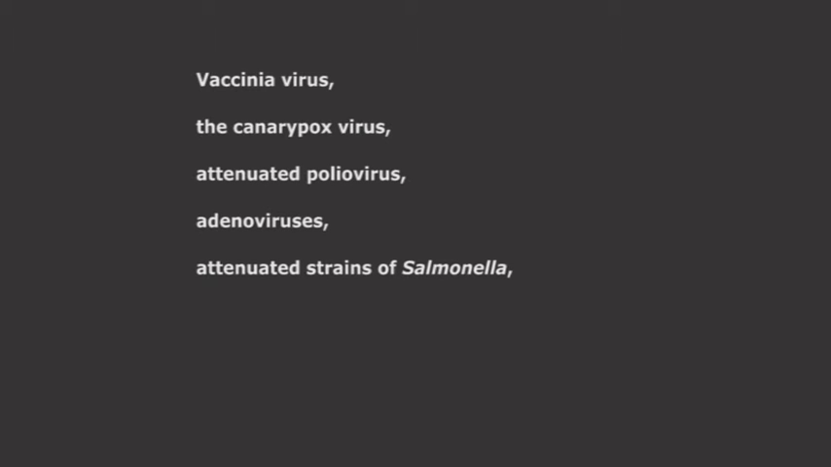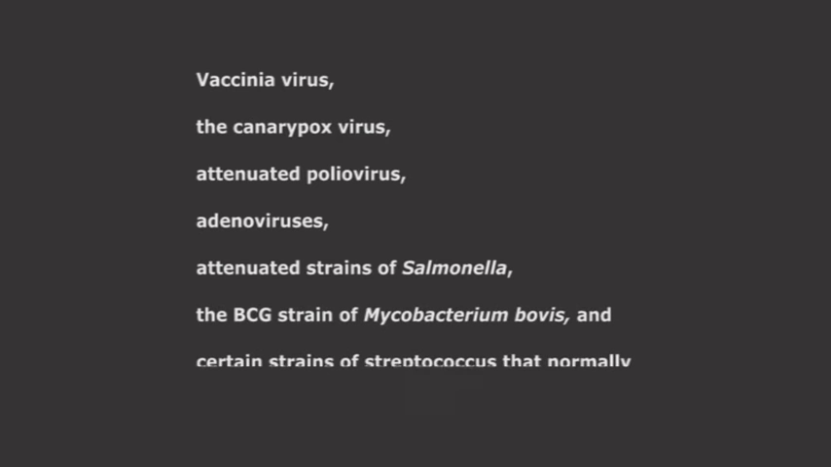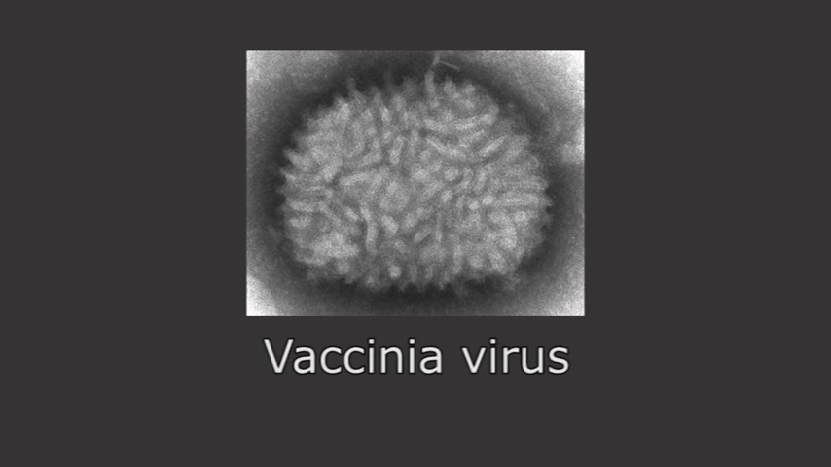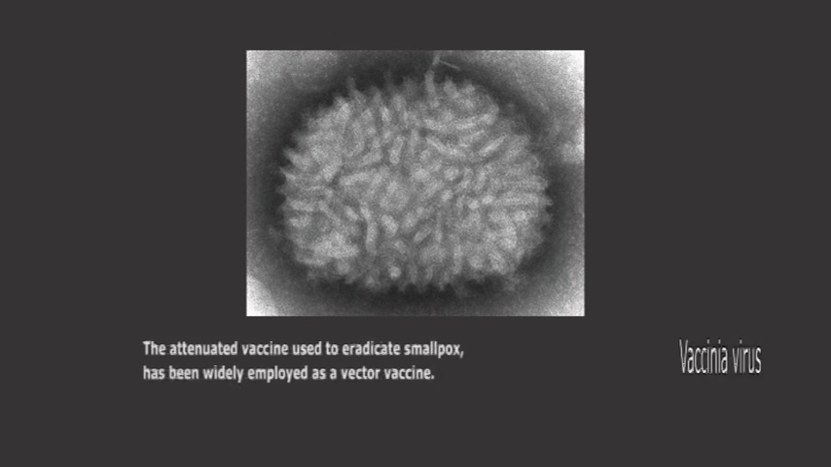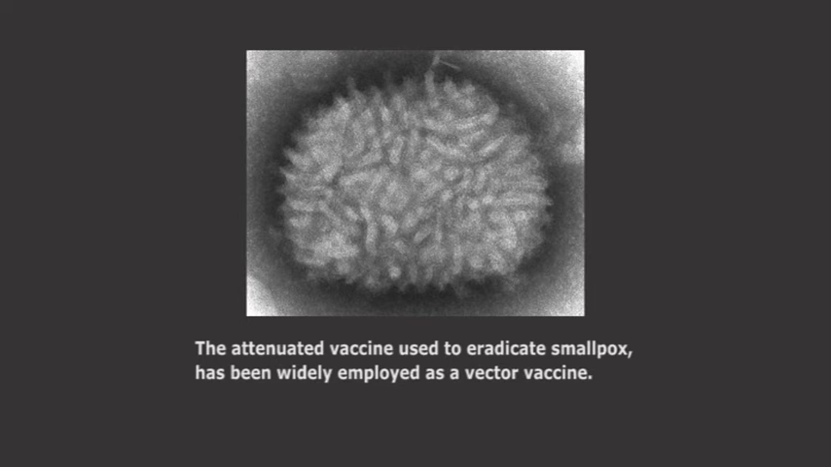attenuated strains of Salmonella, the BCG strain of Mycobacterium bovis, and certain strains of Streptococcus that normally exist in the oral cavity. One example is the vaccinia virus. The attenuated vaccine used to eradicate smallpox has been widely employed as a vector vaccine.